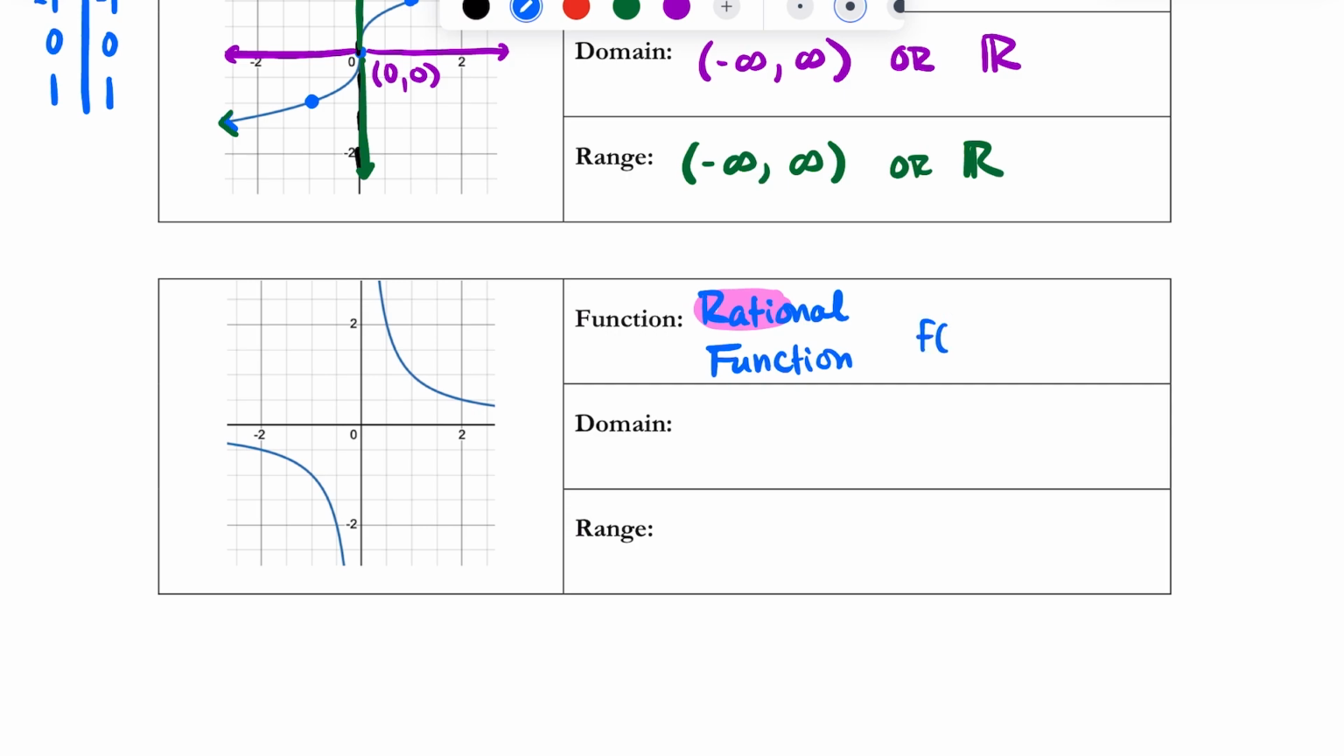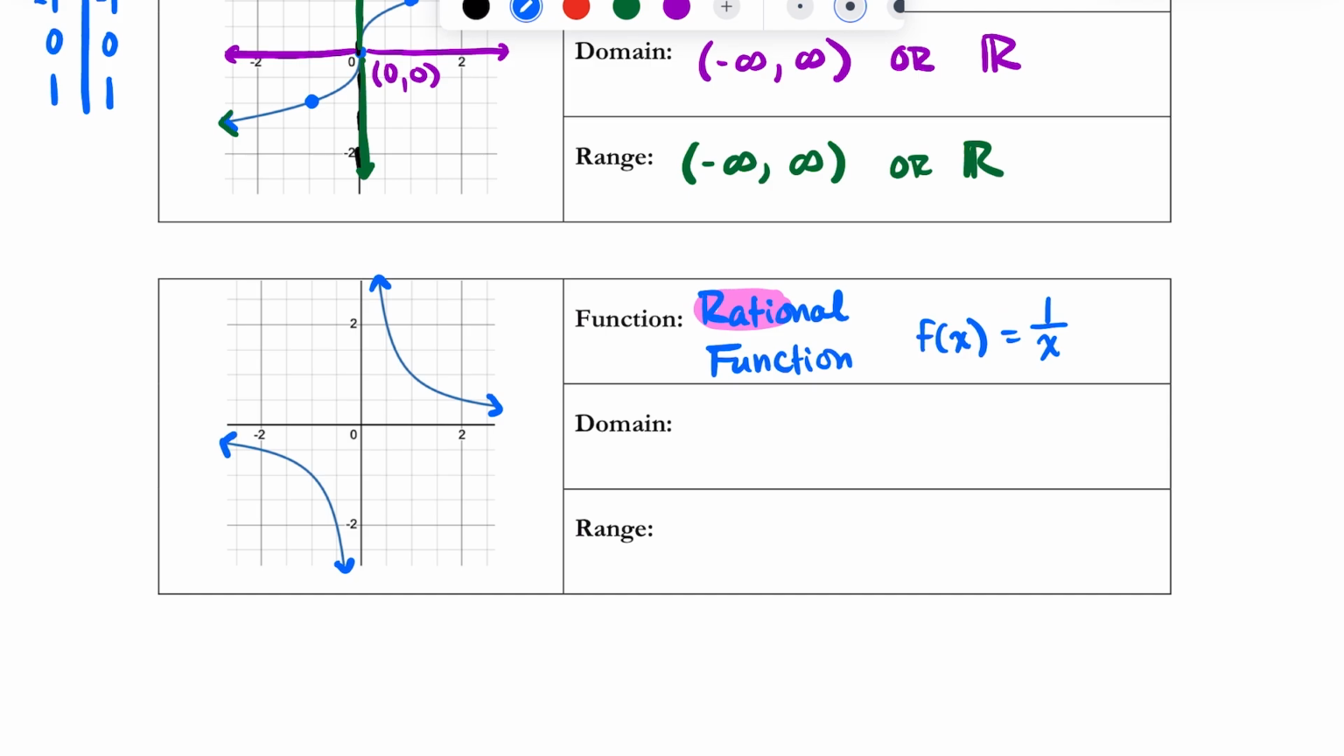So my function here is where I have 1 over x, where my variable is going to be in that denominator. So in this case, our rational function is 1 over x. Now, it does look like I have two different graphs here, but it's all part of the same. I'm going to add these arrows here because it's all the same.